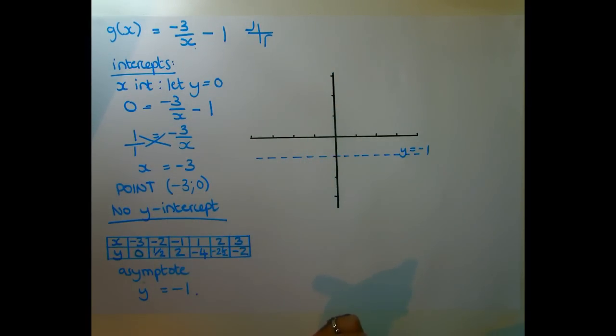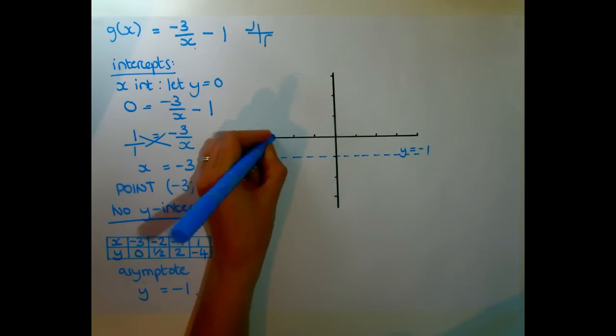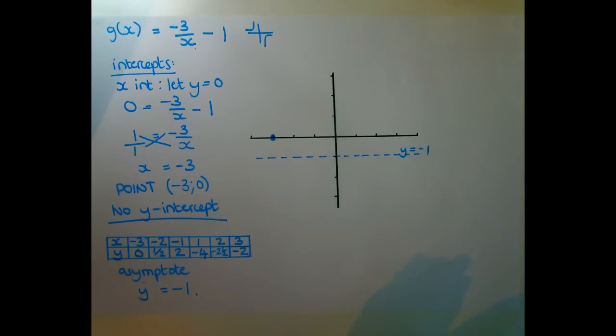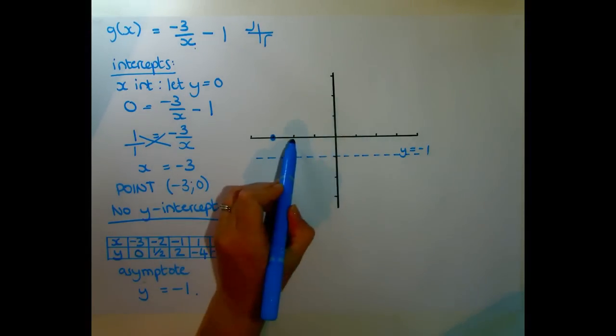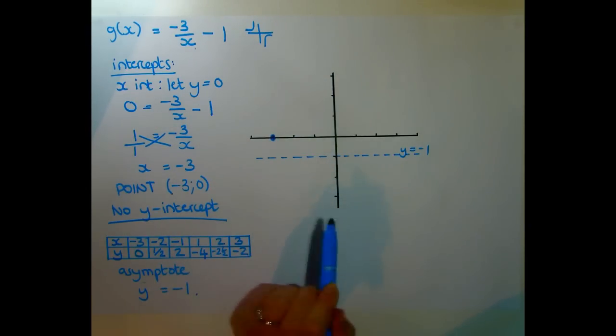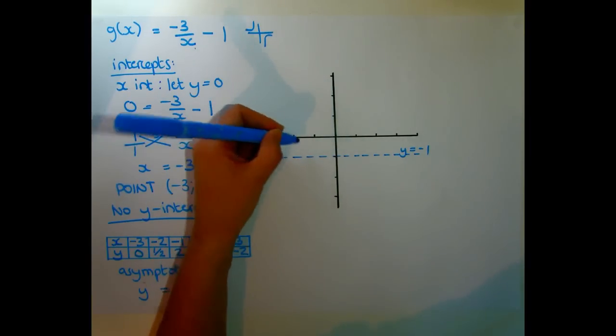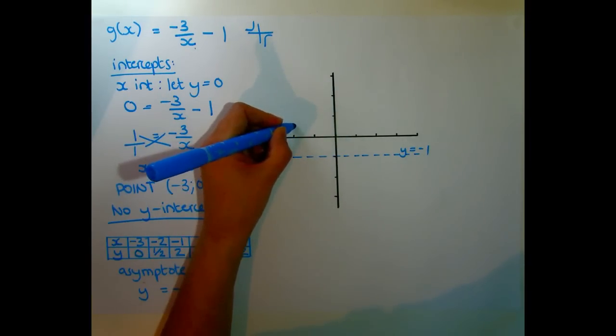Right, plotting a few other points, I have -3 and 0, so that's going to be there. And then I have -2 on the x and a half on the y. So that's why I made the scale quite big, so that I can estimate a half. So a half's going to be halfway up there, and it's -2 and a half, so it's going to be that.